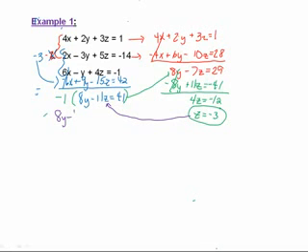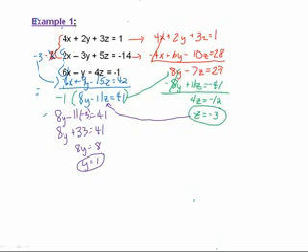8y minus 11 times negative 3 is equal to 41. So I have 8y plus 33 is equal to 41. So I subtract 33 from both sides, and 8y is equal to 8. So y is equal to 1. And now I have 2 variables solved for.